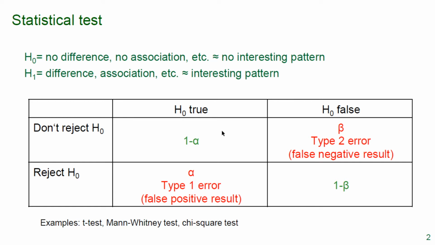In statistical testing, we usually test null hypotheses of the form that there is no difference between groups or no association between parameters, no interesting pattern, to put it simply. Researchers are usually interested in establishing the contrary of the null hypothesis, namely that there is a difference, there is an association, there is an interesting pattern.